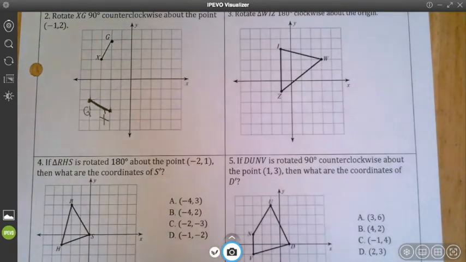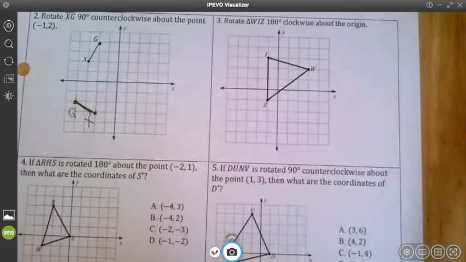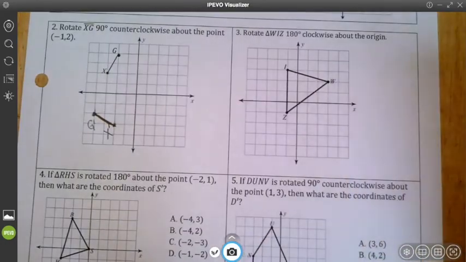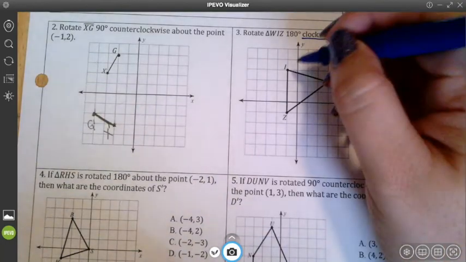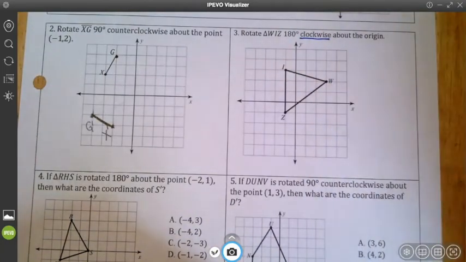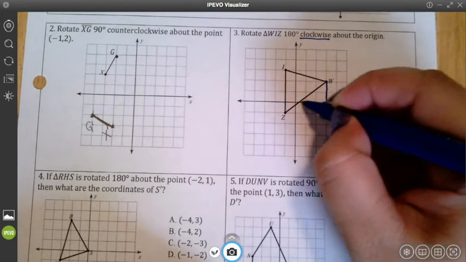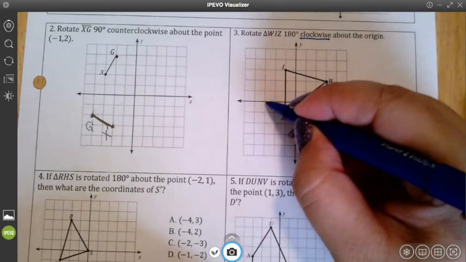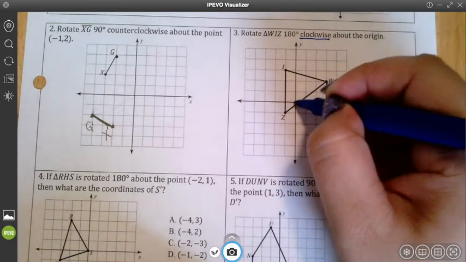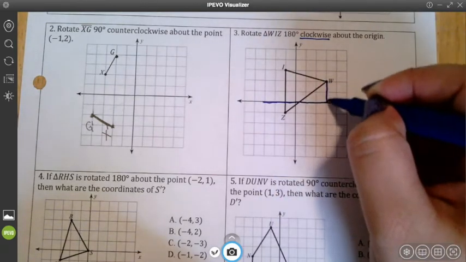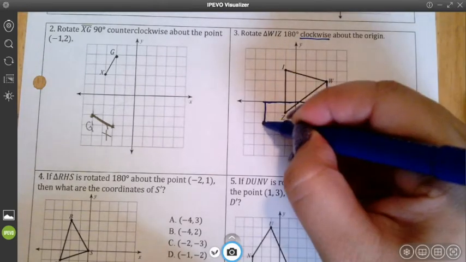So for number 3, we want to rotate this triangle 180 degrees clockwise, that's backwards, about the origin, okay? Now, the nice thing about 180 degrees, clockwise and counterclockwise will give you the same rotation. 180 and 360 are the only ones that do that. So if I take point W, rotate that 180 degrees, so here's my triangle. I'm rotating it not 1, but 2 axes away, 3 units, and this went this way. So again, rotating, it goes this way. There is W prime.